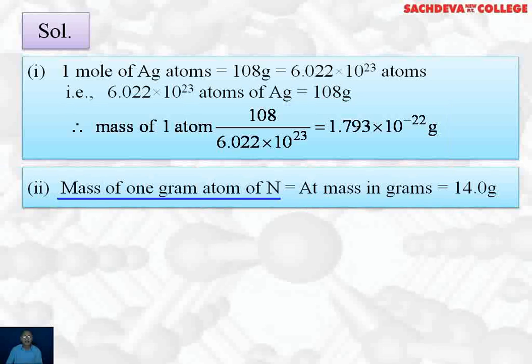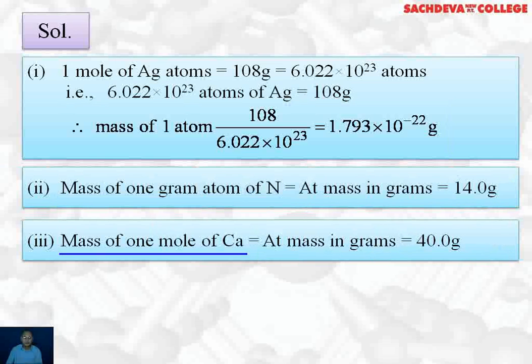Mass of 1 gram atom of nitrogen will be equal to atomic mass of nitrogen in grams, that is 14 grams. Mass of 1 mole of calcium will be equal to atomic mass in grams, that is 40 grams.